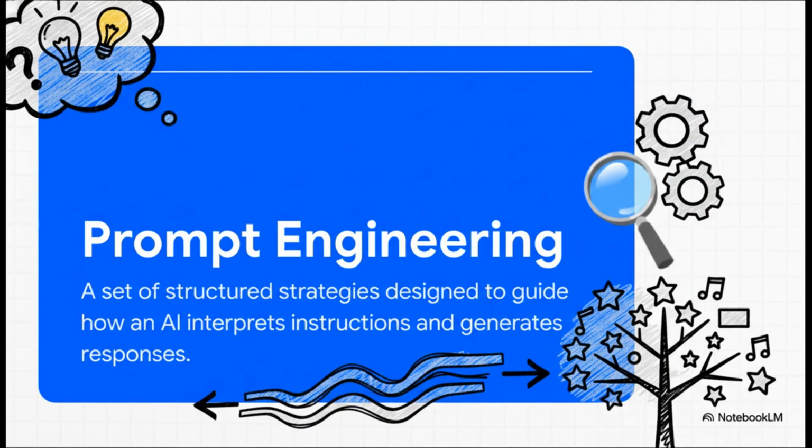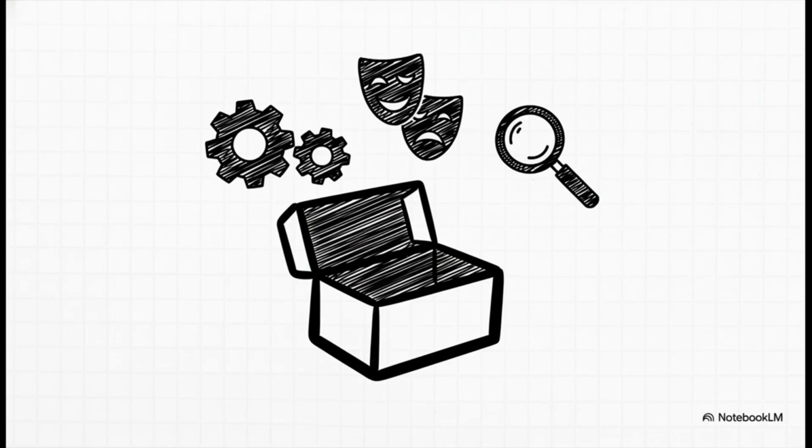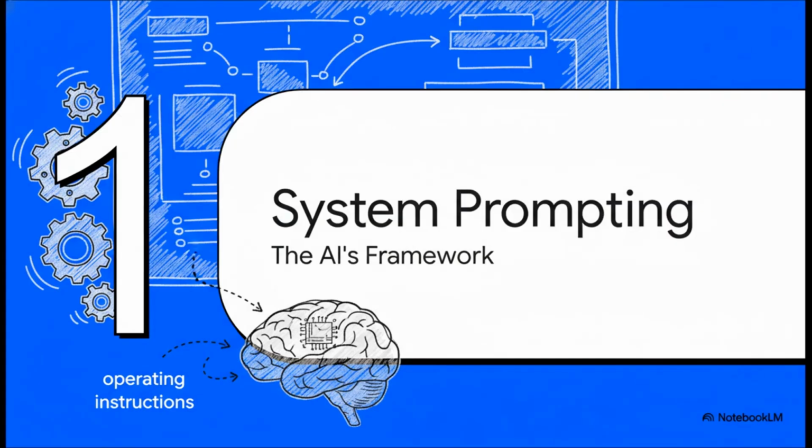Well, guess what? There's a name for the fix, and it's called prompt engineering. You can think of it as the art of giving really good instructions. It's basically learning how to speak the AI's language so you can unlock way better, more useful, and honestly, more creative answers. And look, this isn't some kind of secret code. It's really just a toolkit for better communication. And today, we're going to open up that toolkit and explore the three most essential tools inside: system, role, and contextual prompting.